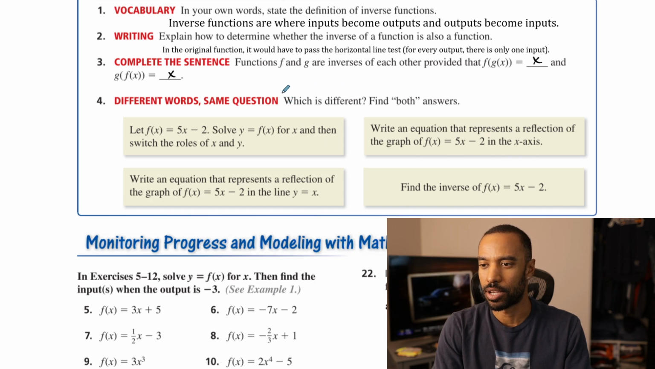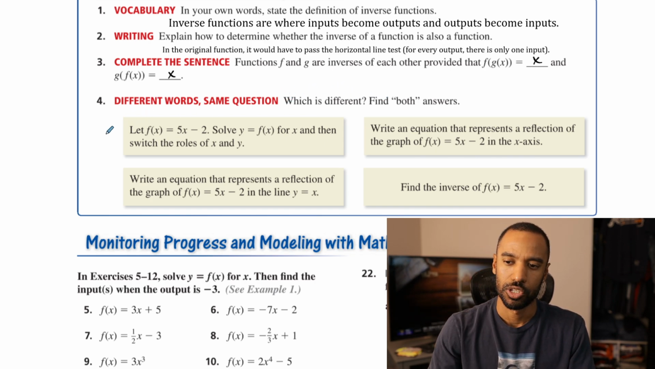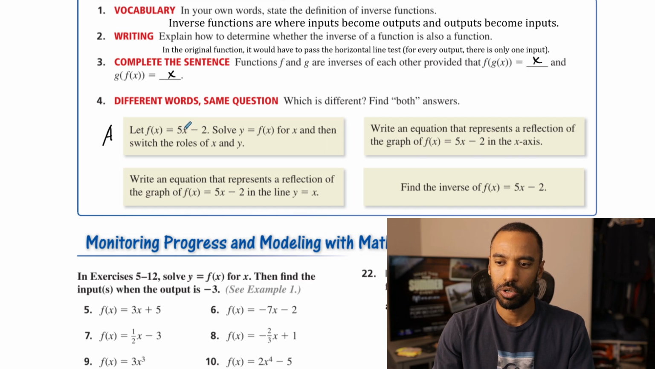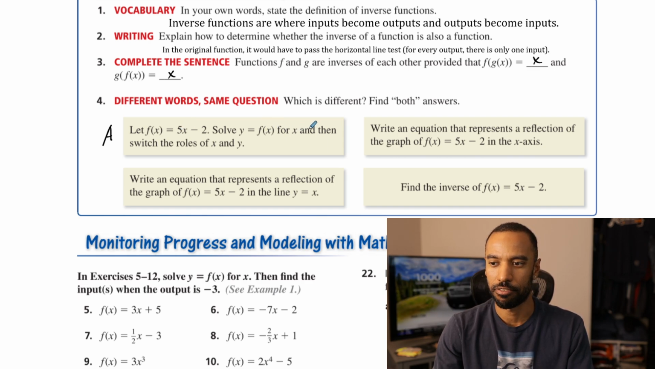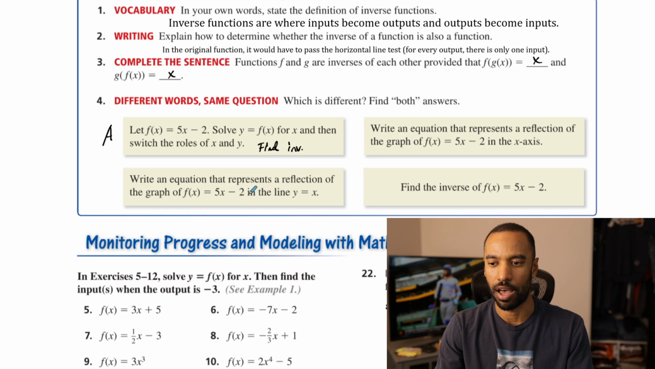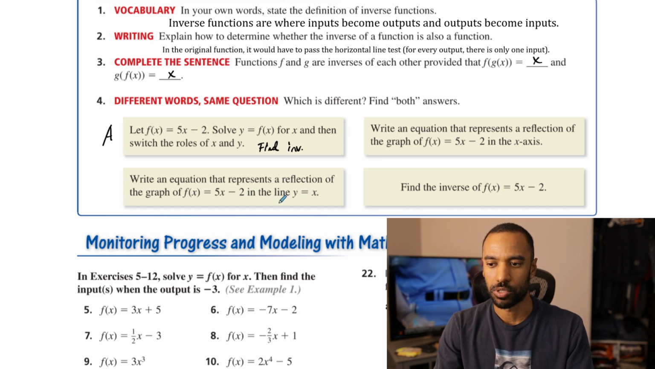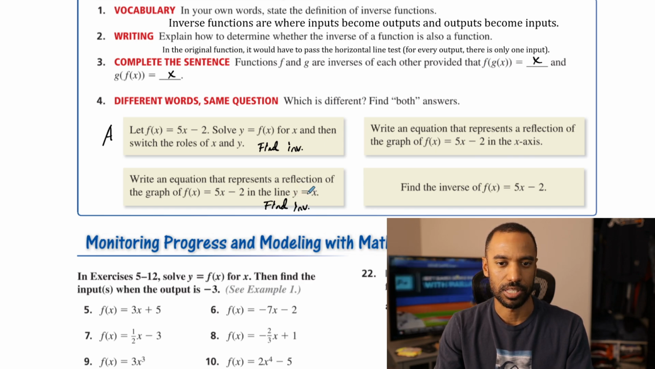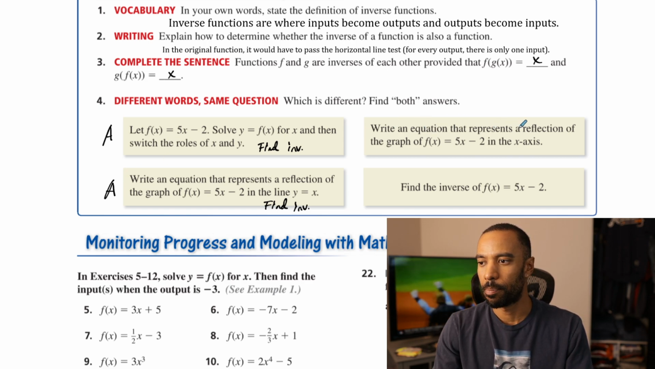Number 4, different word, same question. Which is different? Find both answers. So let's let this one be called an A. Let f of x equal 5x minus 2. Solve y equals f of x for x, and then switch the roles of x and y. This means find the inverse of the equation. Let's look at this one. Write an equation that represents a reflection of the graph of f of x equals 5x minus 2 in the line y equals x. That is also finding the inverse. When it comes to graphs, remember we reflect across this line, and then boom, you get the inverse of that. That's also an A. Write an equation that represents a reflection of the graph of f of x equals 5x minus 2 in the x-axis.